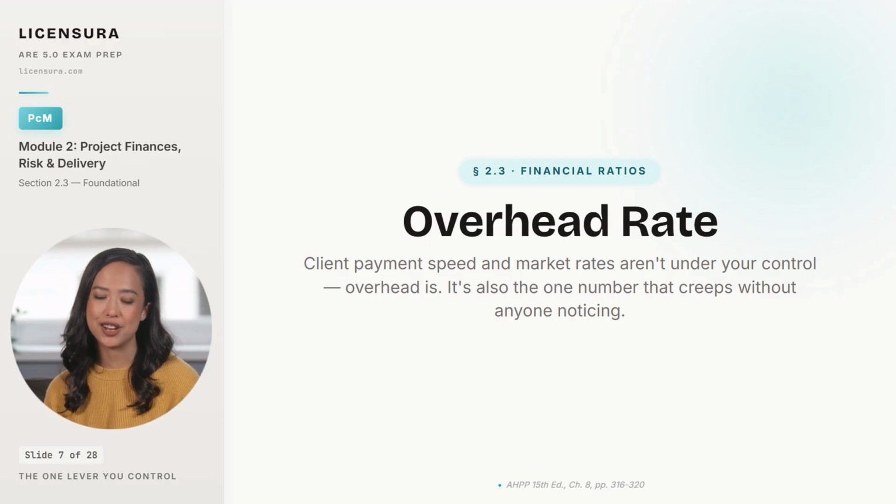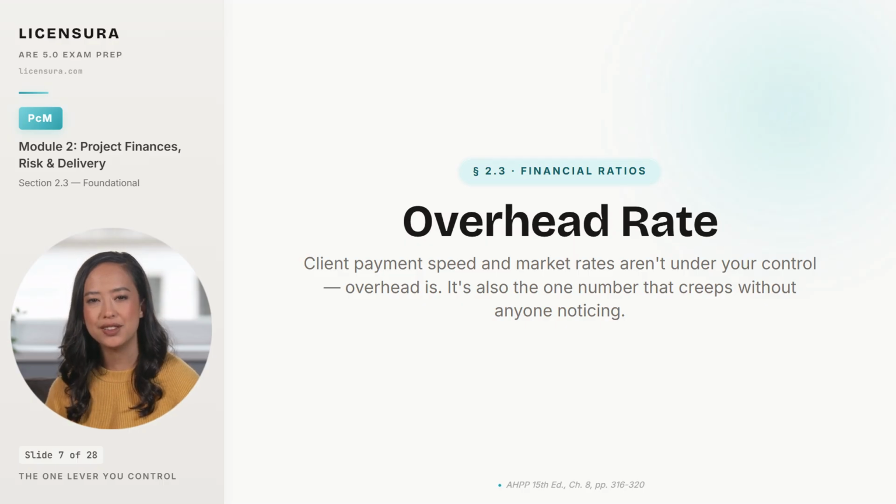And it is also the one that quietly drifts upward year after year while nobody is paying attention. Each individual increase feels reasonable in the moment. Hiring 1 more admin, moving to a slightly nicer office, adding 1 more software subscription. Years later, the rate is at 180%, and the profit is gone. And nobody can point to the decision that caused it because there was no single decision.